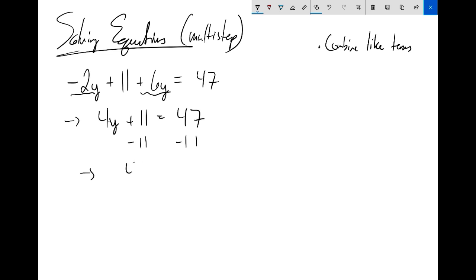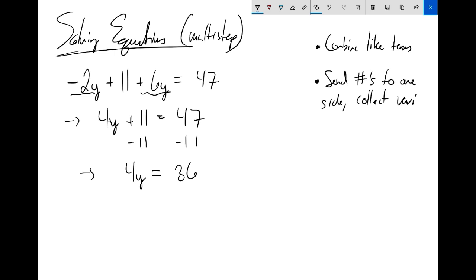Okay, so what we'll be left with is 4y equals 47 minus 11 is 36. Okay, so there's the combined like terms, which is really important, but then the next step when you're solving equations, after you have all your terms combined, you get it down to that point, then what you have to do is you need to send your numbers to one side, right, and collect your variables on the other.